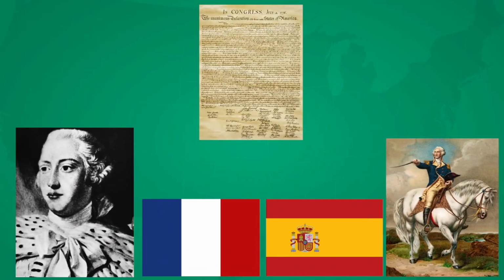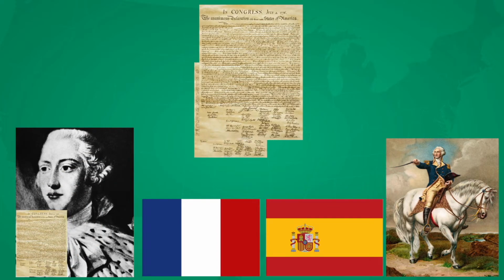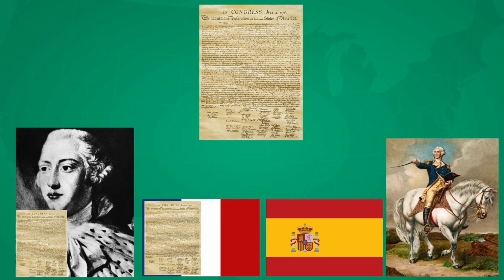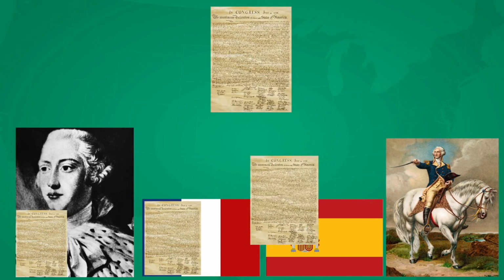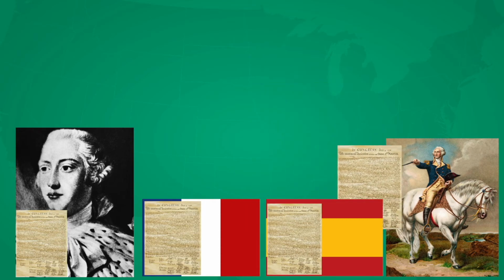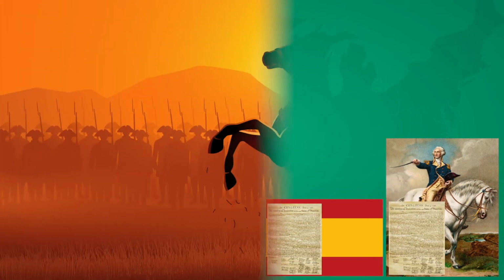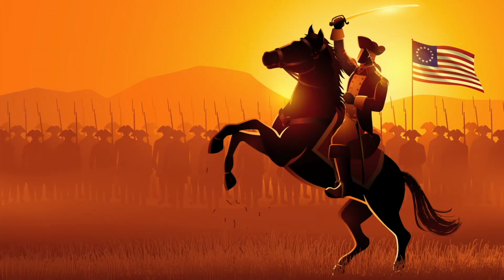Several copies were made and sent to prominent people, including King George III. Copies also went to France, Spain, and even George Washington. George Washington had the declaration read to his troops, who received it with cheers.